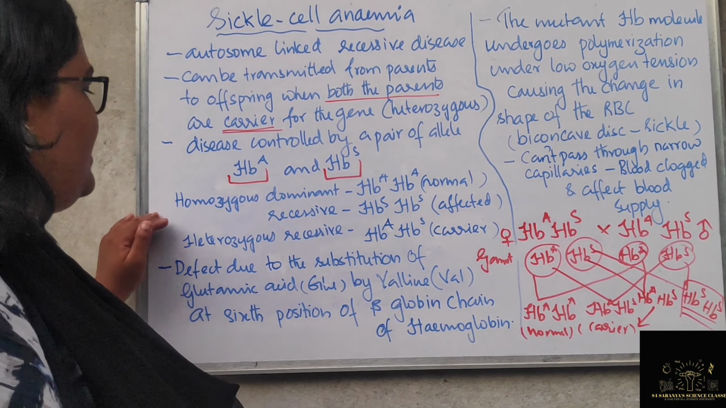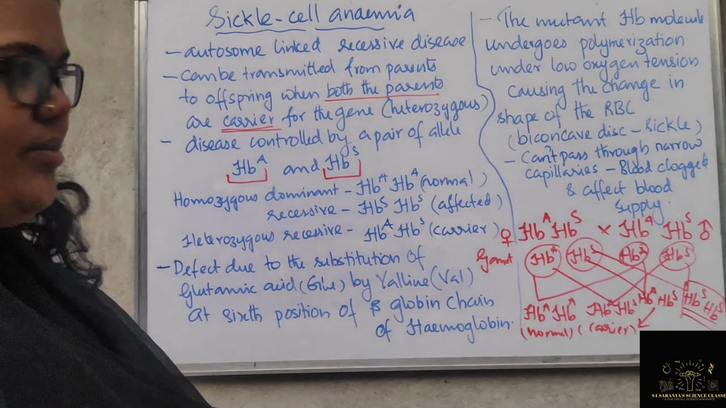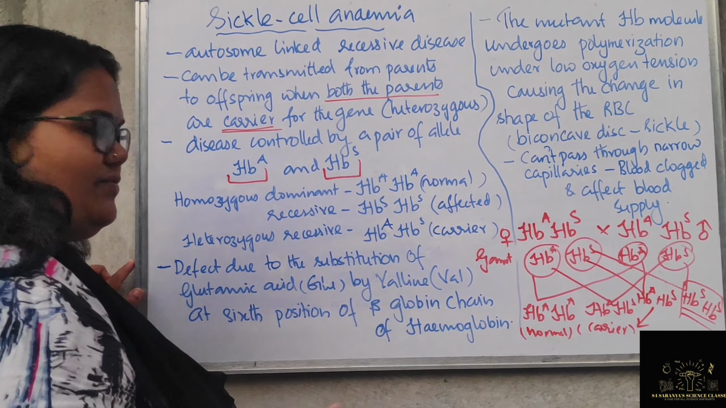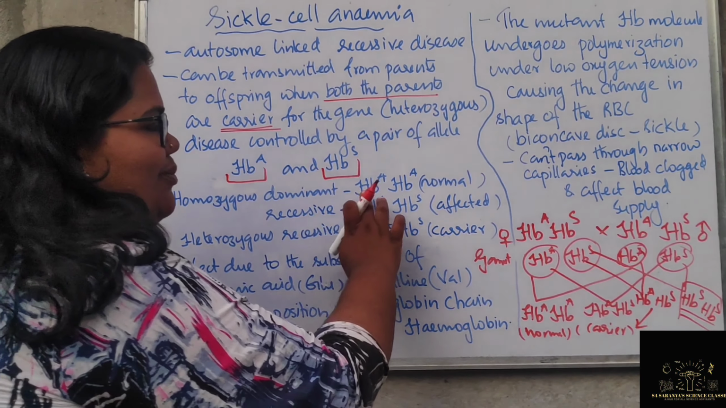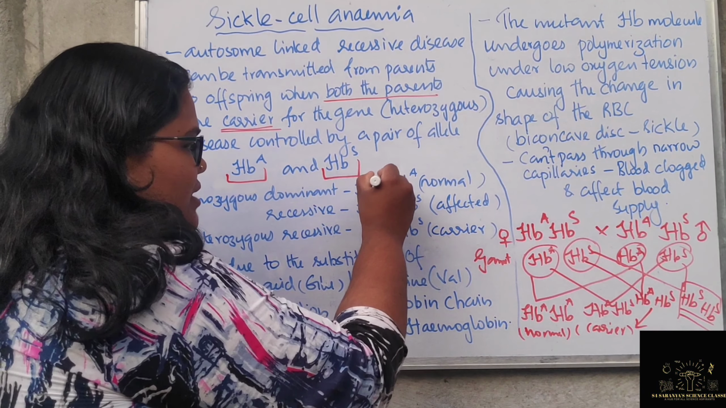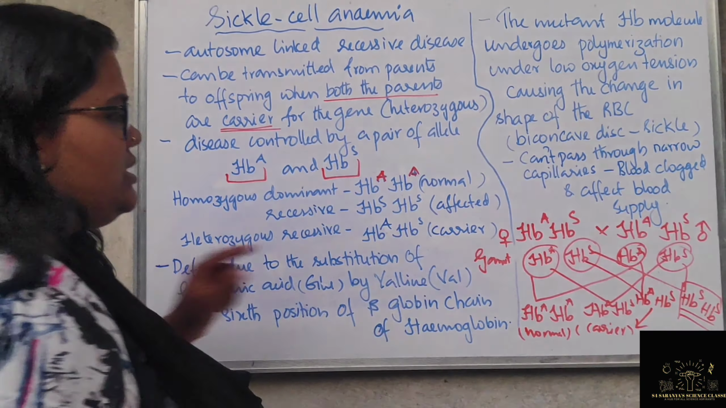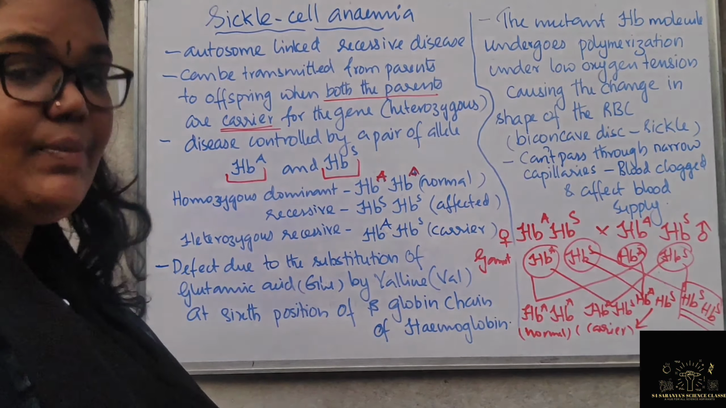Right. Now you can see that there are different conditions. We will discuss one by one. Homozygous dominant, right? That means both alleles are the same. Dominant, which is the normal allele, is the dominant one. So this is a normal person, right?